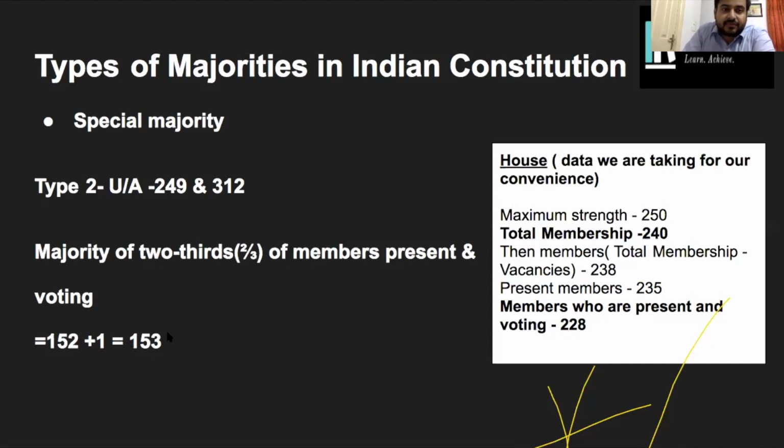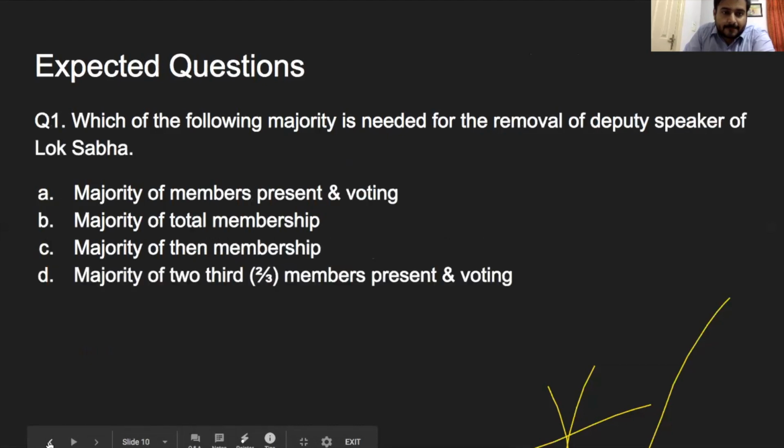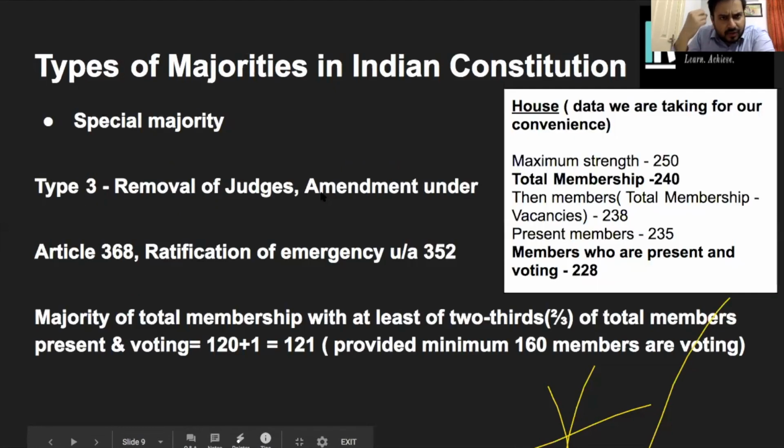The third type of special majority is the majority which is generally used in most of the instances. This is the most used special majority. For example, in the removal of judges of Supreme Court, High Court, in the removal of CAG, in the removal of Chief Election Commissioner, etc. It is also used as a majority to amend the Constitution under Article 368. It is also used to ratify the emergency under Article 352. Though this was not there in the original Constitution, but at present, they have to ratify it through special majority.